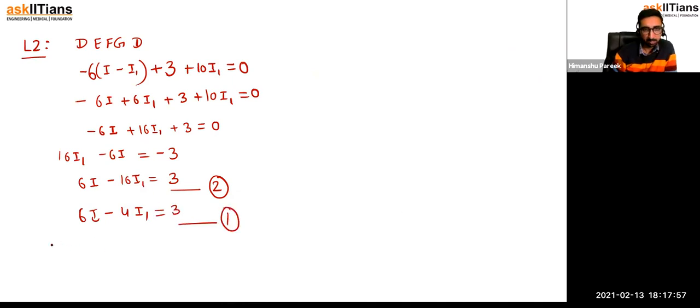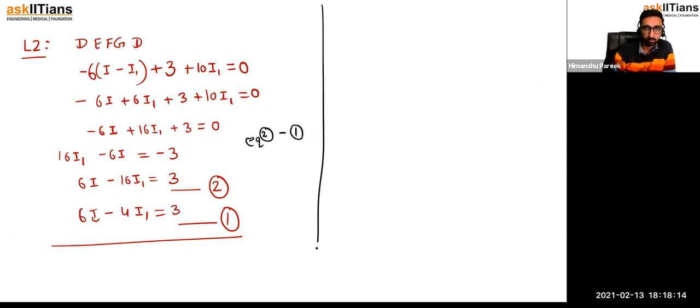Let us just subtract these two equations. I am subtracting equation 2 from equation 1. That's what I'm doing. So when I do that, what will I be getting? Plus 4I1 minus 16I1, which is minus 12I1. And that is giving me the answer equal to 0.